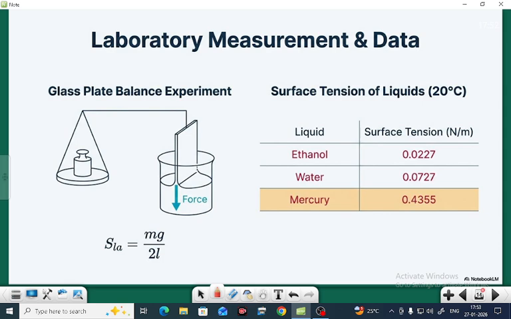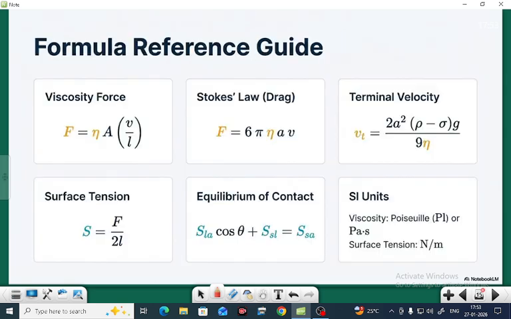Surface tension of liquids at 20 degrees centigrade: ethanol 0.0227, water 0.0727, mercury 0.4355. Formula reference guide: viscosity F equal to eta A v by L; Stokes law drag F equal to 6 pi eta a v; terminal velocity v_d equal to 2a squared (rho minus sigma) g by 9 eta; surface tension S equal to F by 2L; equilibrium of contact S_LA cos theta plus S_SL equal to S_SA. SI units: viscosity in Pascal second, surface tension in Newton per meter.